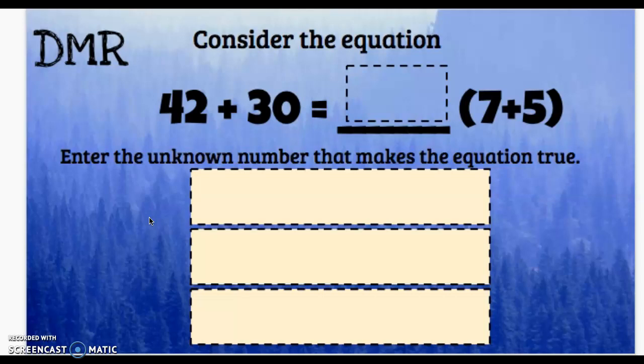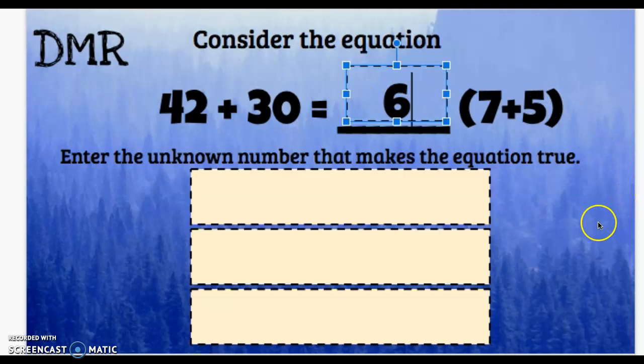So I've got to sit here and think to myself, okay, well, what can I do to 7 to get 42 or 30? One of them. What can I do to 5 to get 30 or 42? Let me think. 7 times, because I can do the distributive property here. So I can sit here and say, oh, well, if I put a 6 here, it's a trial and error.